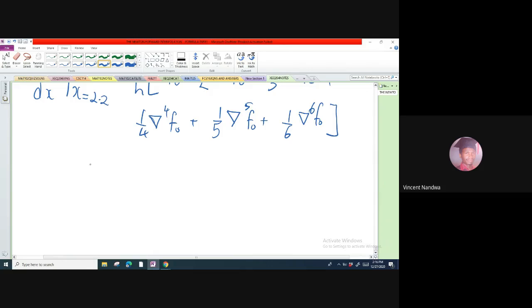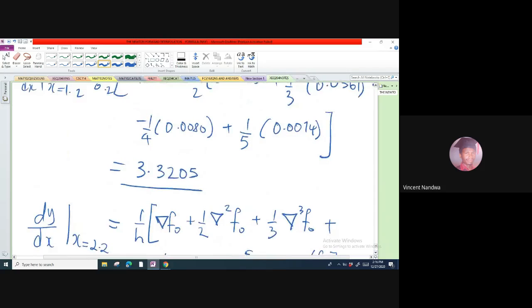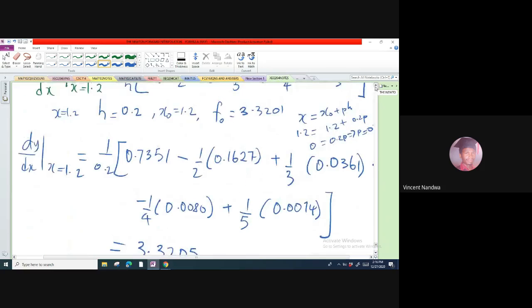So h still is 0.2. So you have 1 over 0.2 into, so the first value there is given by the difference here, so we have 0.71.